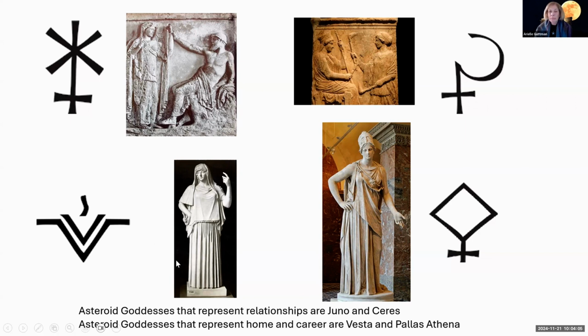And Vesta and Pallas Athena were the 2 goddesses that can coincide with home and career. Vesta was the goddess of the hearth and home. She was also considered a virgin goddess, as was Athena. And virgin didn't mean I've never been with somebody. It means whether I have or not, I am my own person. I live my own life, not through my partnership or whatever. I don't define myself through my partnership.